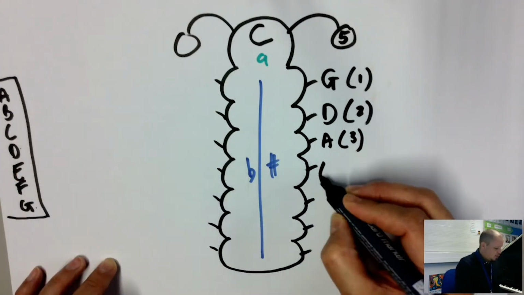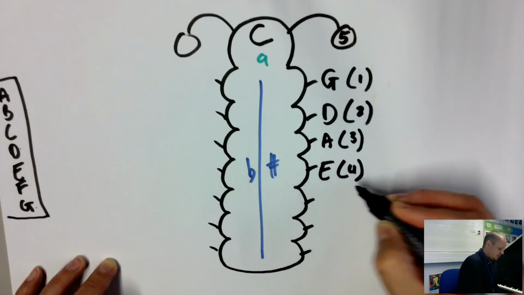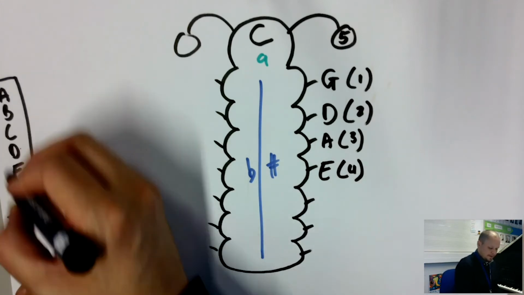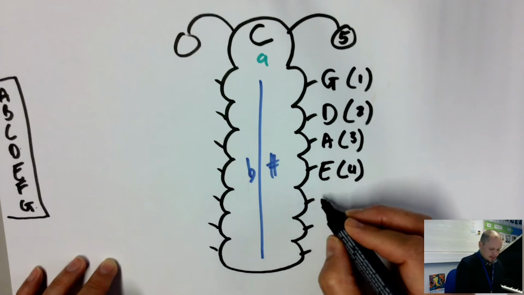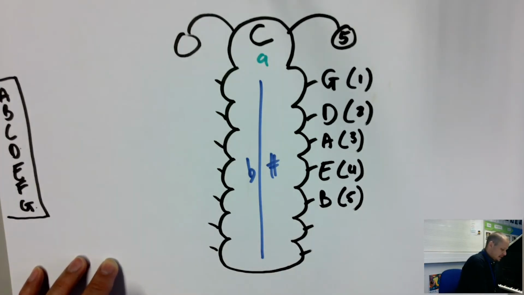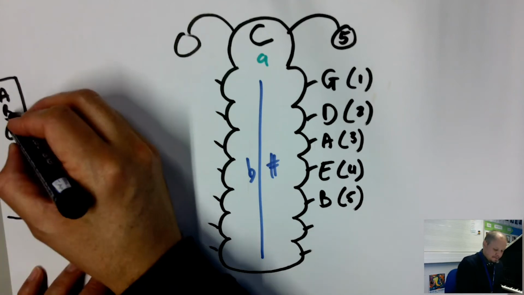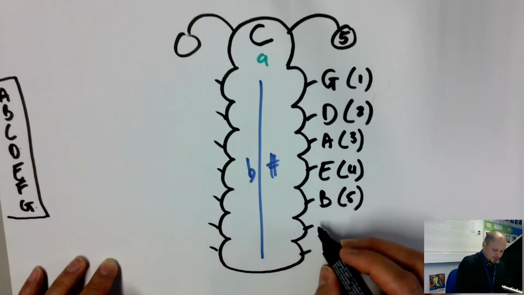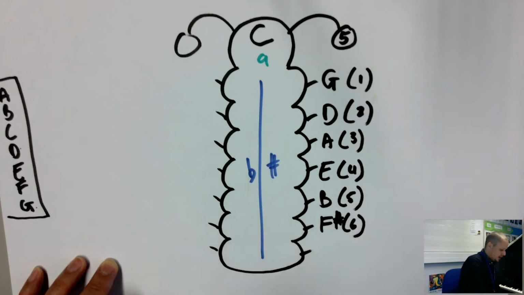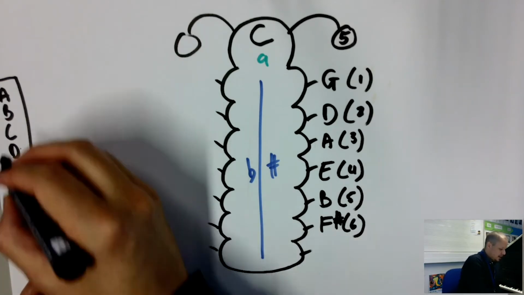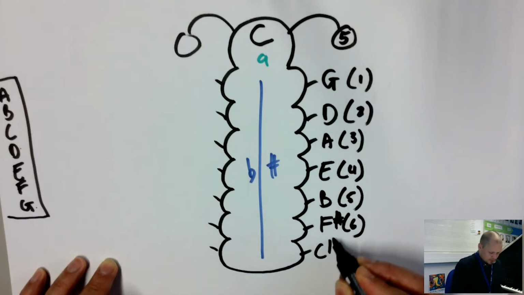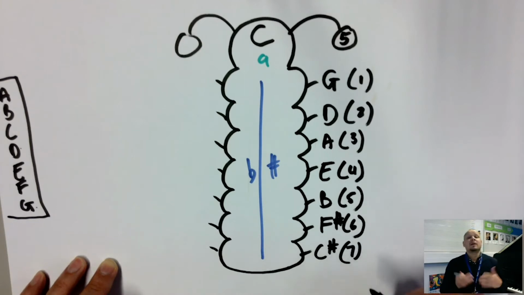That has 4. Next one with 5. E, F, G, A, B. 1, 2, 3, 4, 5. That will be B major with 5 sharps. B, C, D, E, F. That will be F sharp major with 6 sharps. And then F, G, A, B, C. And C sharp major has 7 sharps. And I'll tell you in a second why they're F sharp and C sharp.